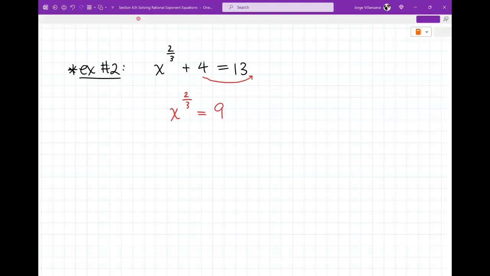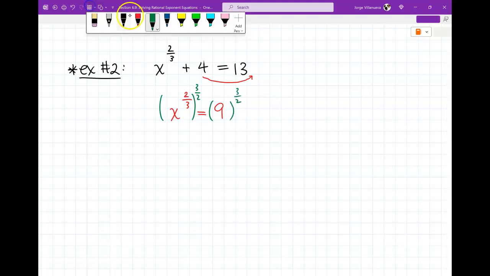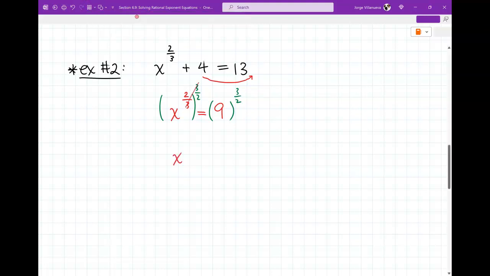Now I got to get x all by itself. I don't want that 2/3 power. So I'm going to raise it to a 3/2 power. When I do that, the left side is just x because these will cancel out. Okay, and the right side, well, the square root of 9 is 3. 3 squared comes out to 27. So there's my answer.